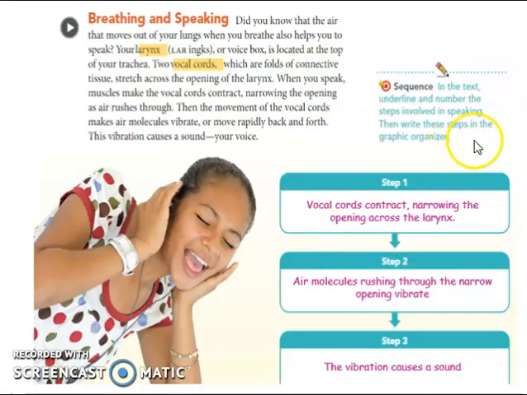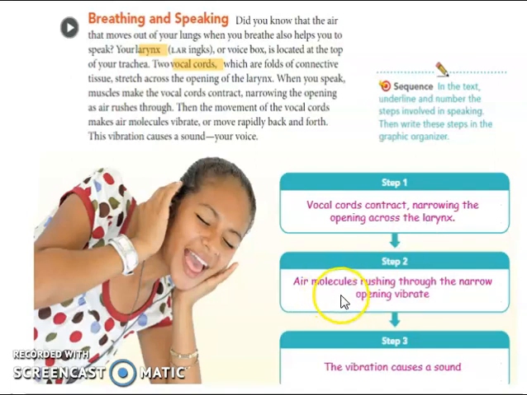Now let's do the sequence. In the text, underline and number the steps involved in speaking. Then write these steps in the graphic organizer. So this is our graphic organizer. I didn't underline here already because I just want you to write it here. So step number 1 here is vocal cords contract, narrowing the opening across the larynx. So as you see in the video, the vocal cords contract and narrow the spaces in the voice box when vibration is happening.